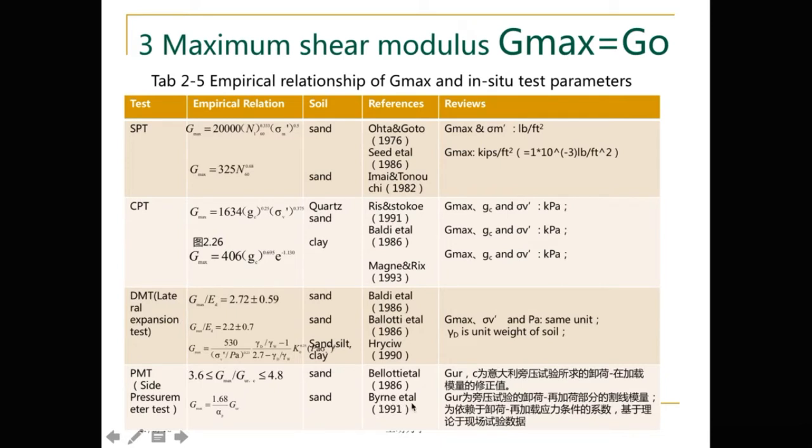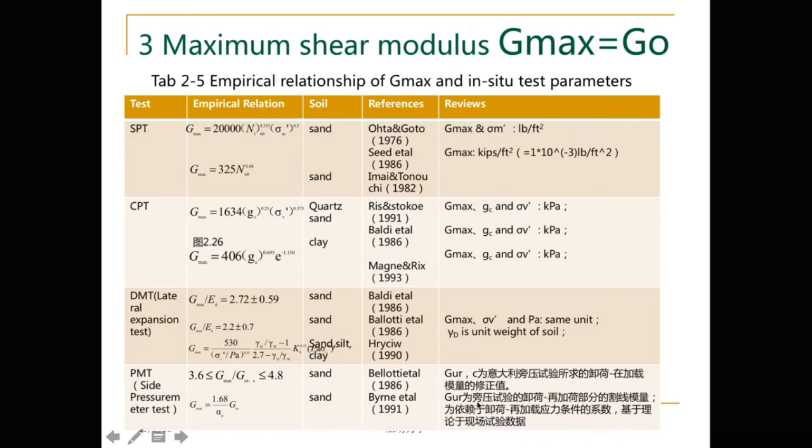And Bayer and his team proposed the empirical relationship: Gmax is equal to 1.68 over alpha p times GUR. GUR is a modified modulus in the unloading and reloading test, unloading and reloading in the PMT test. That's GURC.